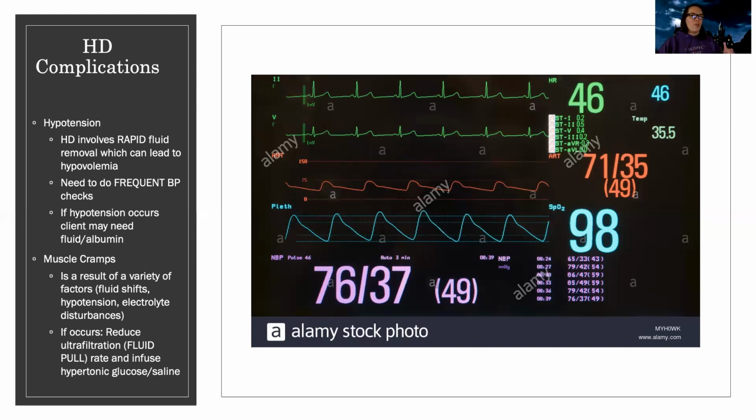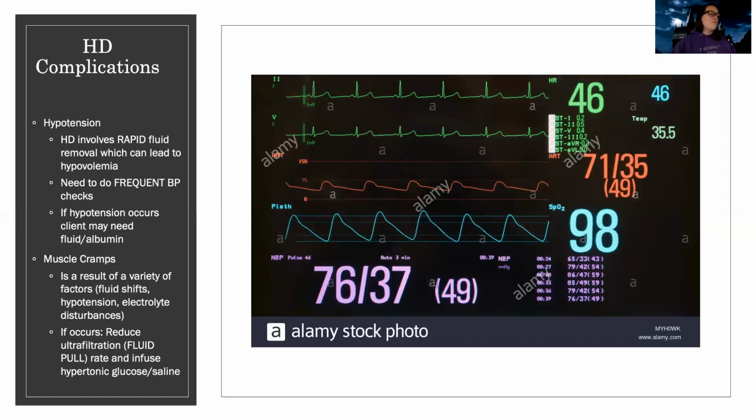I know that kind of seems counterintuitive. Aren't we pulling off fluid? But sometimes it drops so low. These patients can be really sensitive. And then also muscle cramps, because of the fluid and electrolyte shifts and things like that. A lot of times they can have really bad muscle cramps, especially in their legs. If that happens, the dialysis nurse can reduce the pull of the fluid, stop pulling so much, because maybe the patient's not tolerating it.